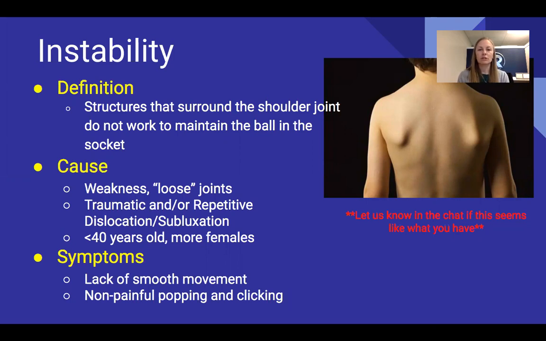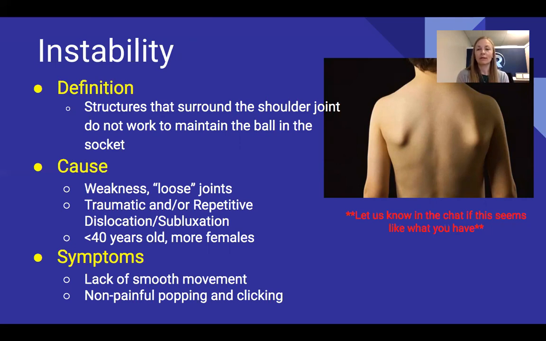So it's when the structures in your shoulder joint just aren't working well, either because they're weak, because they're stretched, because they were born with them being lax, that just can't keep that ball in the socket. So these are people who come in, talk about it popping and clicking a lot, not necessarily painfully so, but popping and clicking a lot.